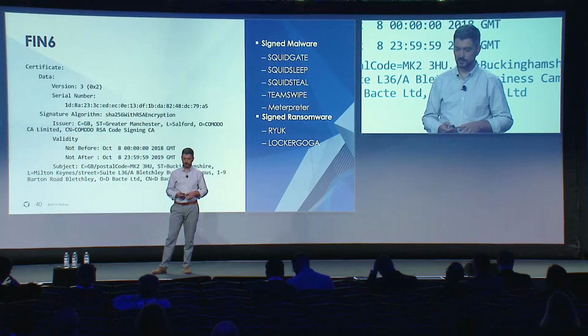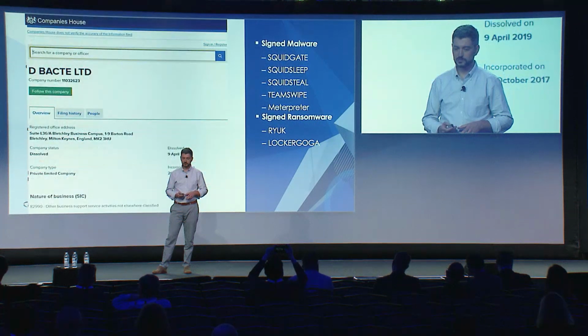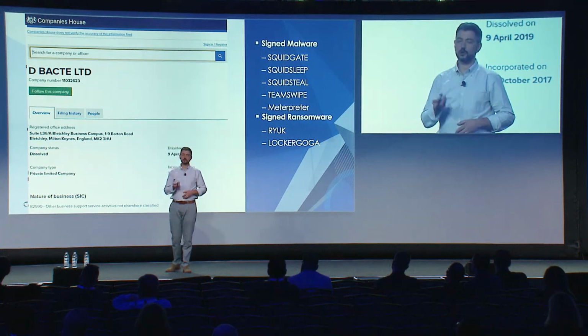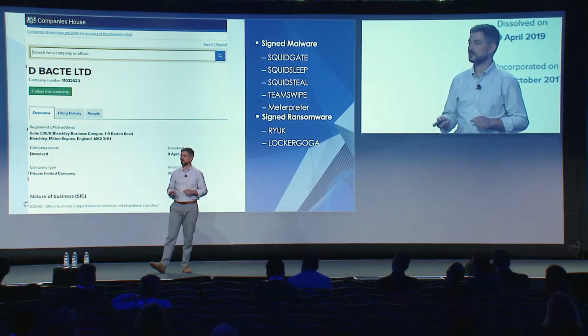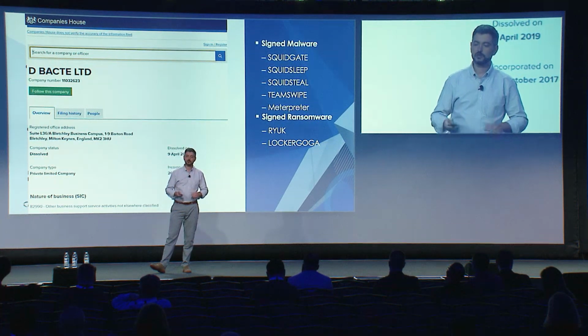And here's the certificate. Once again, UK address, and there's the Companies House listing. Interesting thing with Fin6 is they are also signing ransomware, and we're seeing a lot of targeted ransomware from Fin6 and other groups like Unc902, also known as Temp Warlock or TA505, using code signing certificates from the same source.